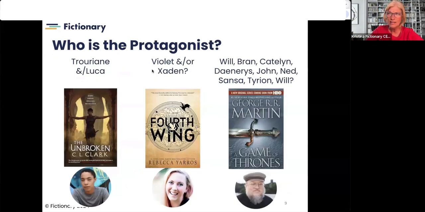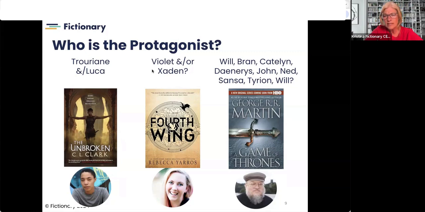And so part of the thing when we're looking at books is to figure out who the protagonist is. In The Unbroken, it's either Terrain or Luca. In Fourth Wing, Violet or Xaden. In Game of Thrones, Will, Bran, Catelyn, Daenerys, Jon, Ned, Sansa, Tyrion, Will. Oh, I put Will there twice. Look, I must really like Will. He's only in the very first scene. He's got one scene. He doesn't deserve to be there, but he has a very strong purpose in this book.